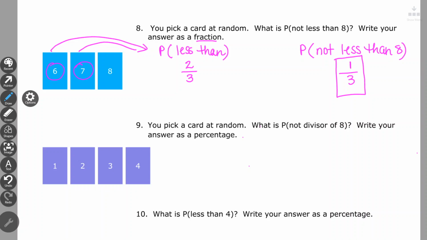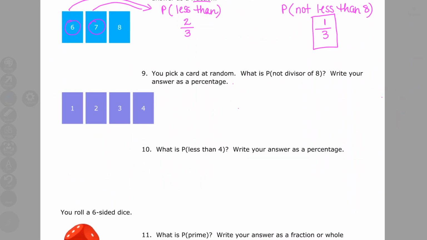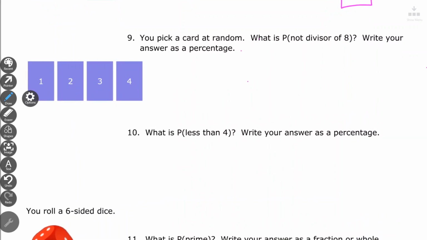And for number 9 and number 10, we're going to use the purple cards shown there. Okay, you pick a card at random. What is the probability of picking a card that is not a divisor of 8? Write your answer as a percentage. Okay, that's important. Let's underline percentage. All right, so not a divisor. Remember, divisor, another word is factor. Okay, so factor means that it will divide into the number 8 an equal number of times without having any parts left over.